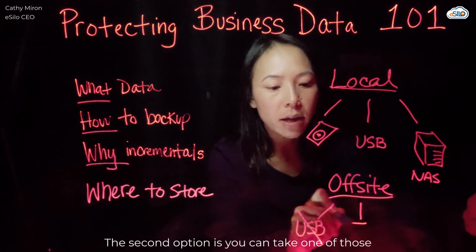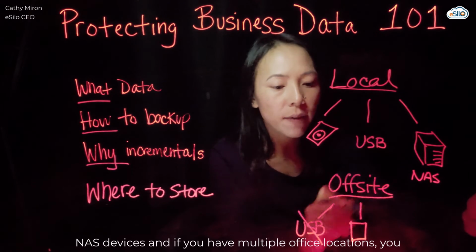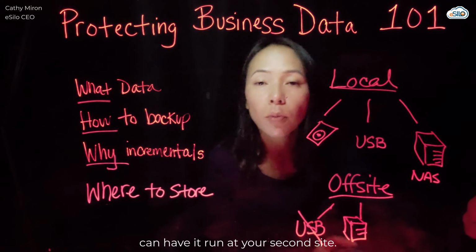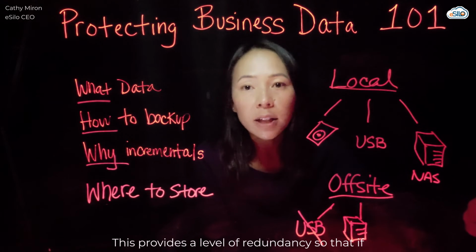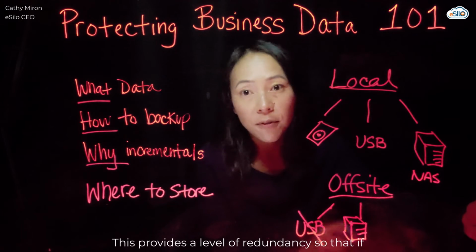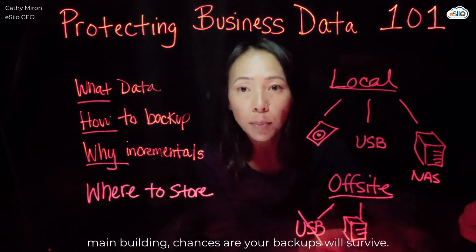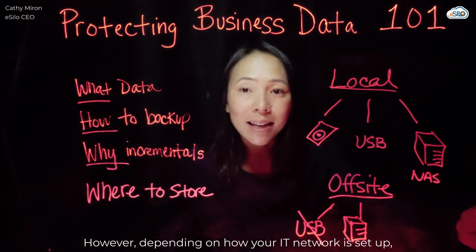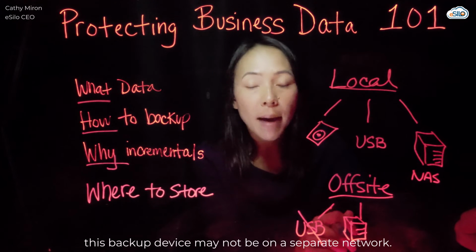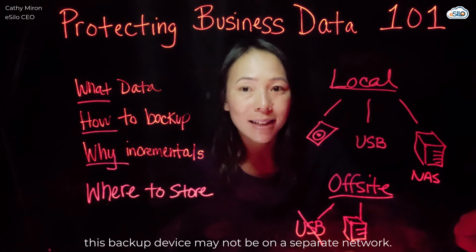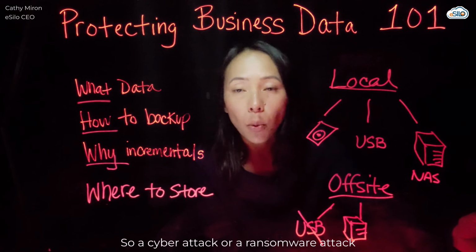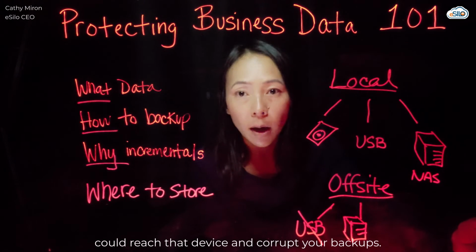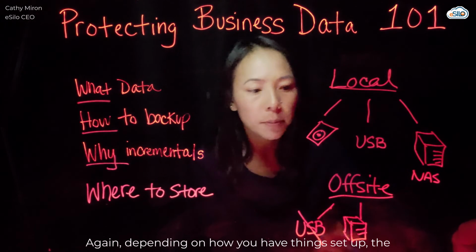The second option is you can take one of those NAS devices, and if you have multiple office locations, you can have it run at your second site. This provides a level of redundancy so that if there is a theft or a fire in your main building, chances are your backups will survive. However, depending on how your IT network is set up, this backup device may not be on a separate network. So a cyber attack or a ransomware attack could reach that device and corrupt your backups, again, depending on how you have things set up.